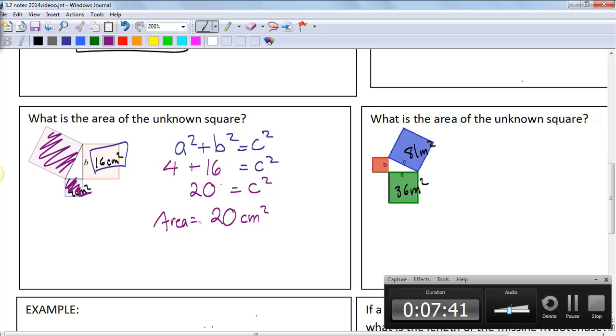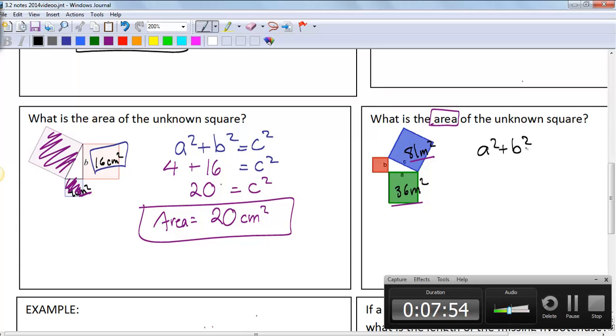Okay. Let's try the next one. Again, you're going to find an area. You're already given areas. Right? So here's my picture. So then comes my formula. This time, you've got the big one. So I'm going to put it over here. 81. Right? It's already been squared. Don't square it again. B is what you're trying to find out, or B squared rather. And here's the 36. So you know what to do.